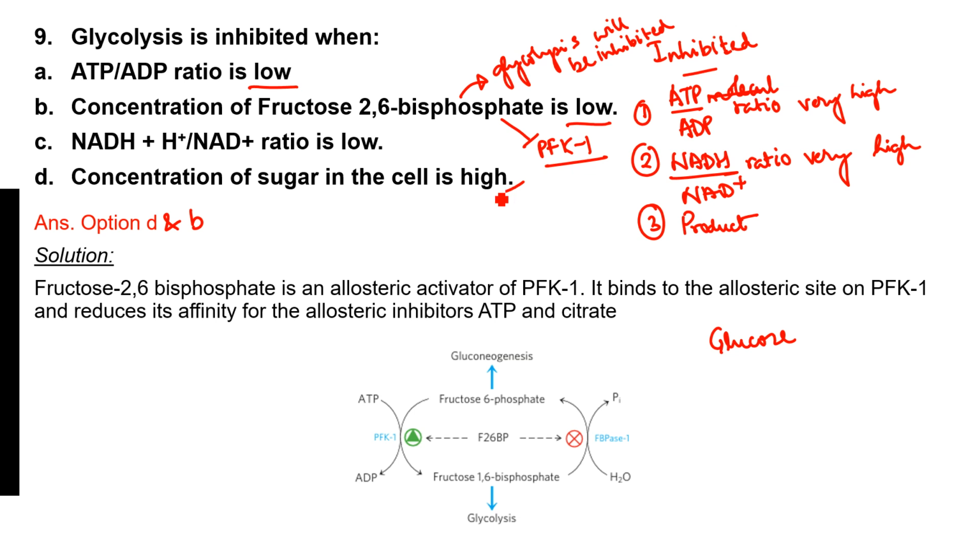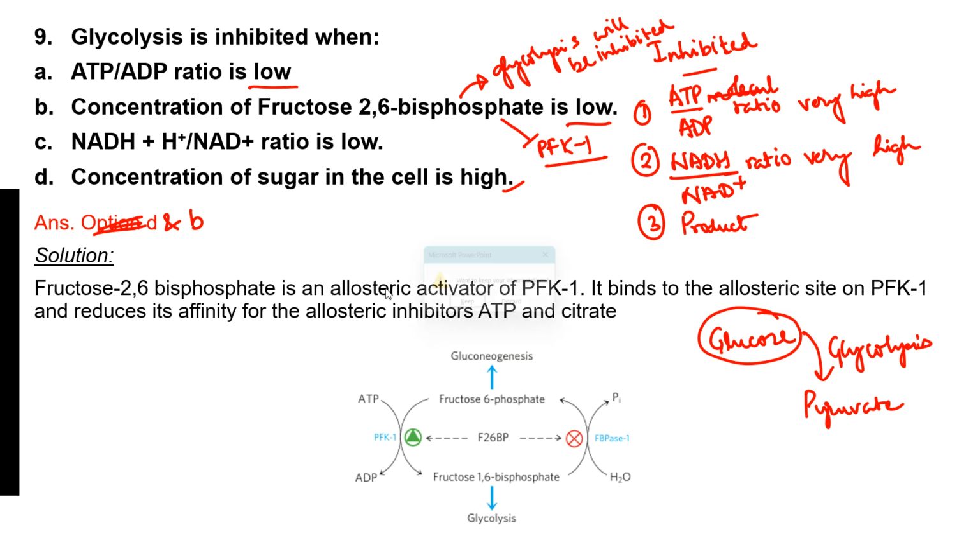Option number D is actually wrong, right? Yes, you said it correctly. If glucose is in very high concentration in the cell, then glycolysis must take place, right? If glucose is in very high concentration, then what will the cell do? It will try to break down the glucose into pyruvate molecules, right? So the answer should be option number B. The concentration of fructose 2,6 bisphosphate is low. Okay, there has been an error in this. I will change this. I will make the changes.